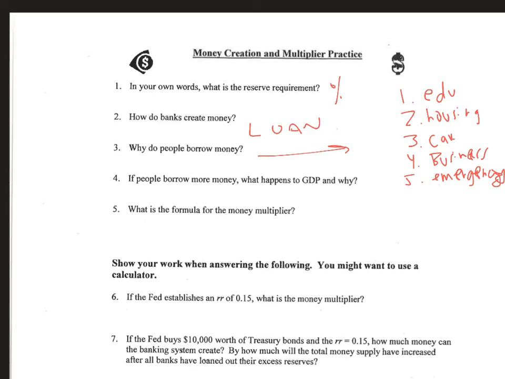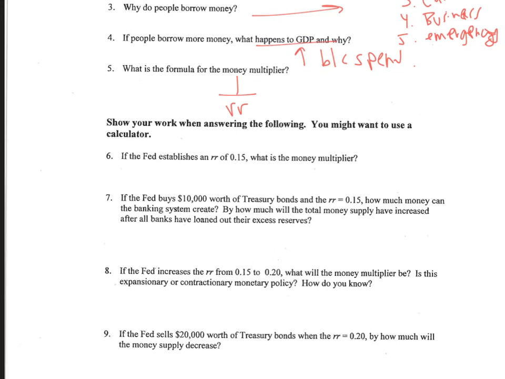So if people borrow more money, what happens to GDP? It goes up, because that becomes new spending. And the formula for the multiplier is 1 over the reserve requirement. So, great. Starting off 1 over 1, and so I want to say it's like 7.5, but it's too early for me to do the math. I don't have my calculator out. All right, 6 2/3. That would be the money multiplier.